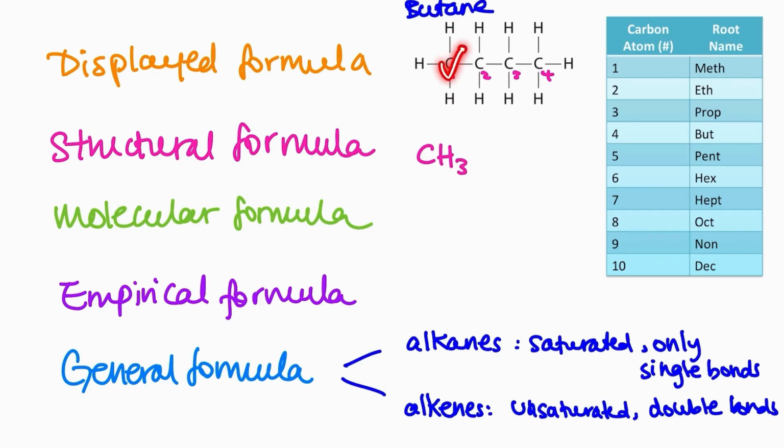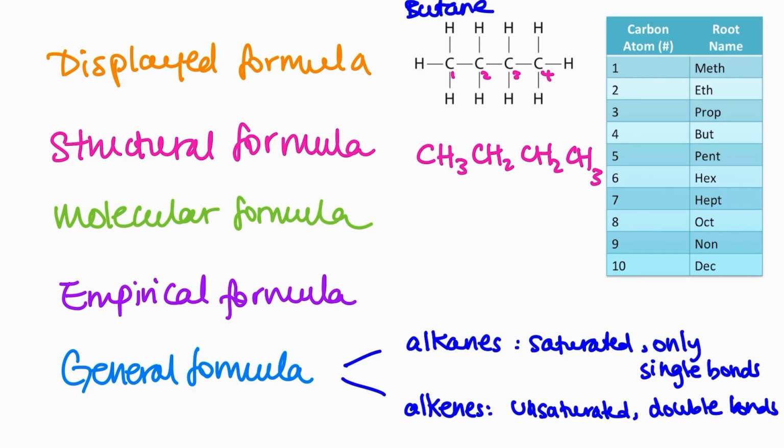Then you move on to C2. What's connected to it? 1 hydrogen, 2 hydrogen. So it's CH2. And then move on to the next one, C3, also 2 hydrogens connected to it. So that's also CH2. And then the last carbon, which is 1, 2, 3, CH3. So that is what a structural formula is. You're just writing it out, but you have to show what's connected to every single carbon.